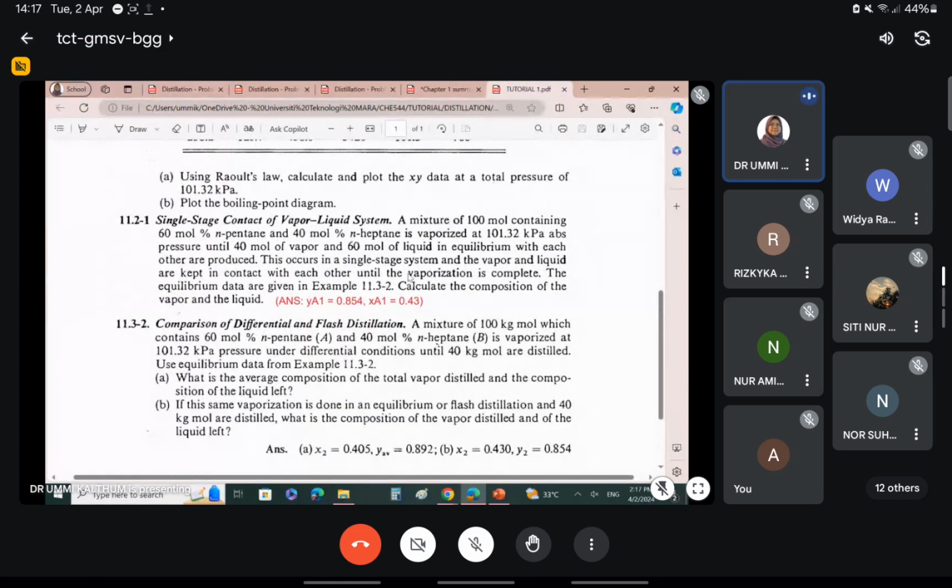The question: a mixture of 100 mole containing 60 mole percent n-pentane and 40 mole percent n-heptane is vaporized at 101.32 kilopascal until 40 mole of vapor and 60 mole of liquid in equilibrium with each other are produced. So this is a single stage system. The equilibrium data are given in the example. Calculate the composition of the vapor and liquid.